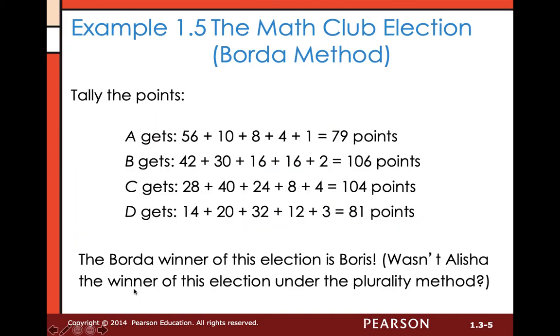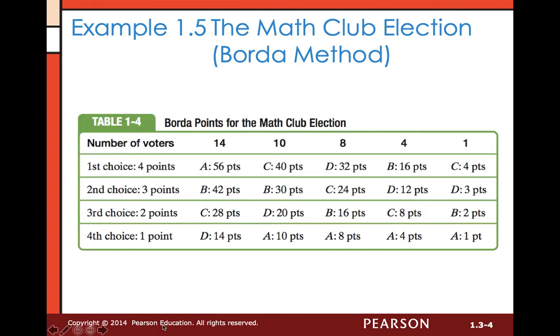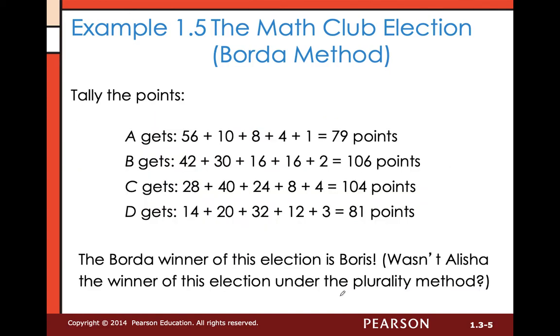Then we're going to add up the points for all the candidates. For instance, for A, we'll take 56 plus 10 plus 8 plus 4 plus 1. And if you add that up, 66, 74, 78, it adds up to 79 points for candidate A. If you do that for all the candidates, you end up with A with 79 points, B gets 106, C gets 104, and D gets 81.